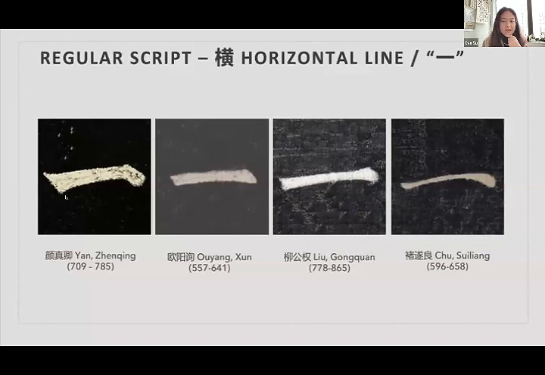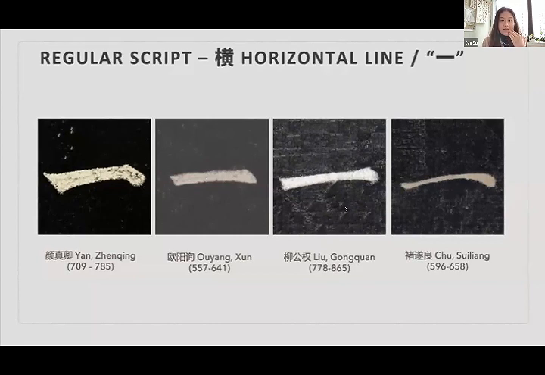For Yan Zhenqing, the hen from Yan's style is much stronger, and it has solid lines that are more angular and pointed, like this, and it's much thicker than other styles. And let's see Ouyang Xun. Ouyang's style has a more averaged thickness, more balanced and steady. We'll take the movement. You don't need to lift up or press down during the lines, in the middle of the lines here.